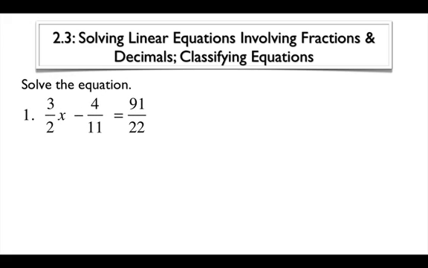This is section 2.3, solving linear equations involving fractions and decimals, and you're also going to be classifying equations. So here's number one. We're going to continue using the idea of undoing what was done, the idea of opposites. Before I begin with this problem, I notice that I have some denominators 2, 11, and 22. What I'm going to do is first find the LCD of those three denominators, and you're going to see why.